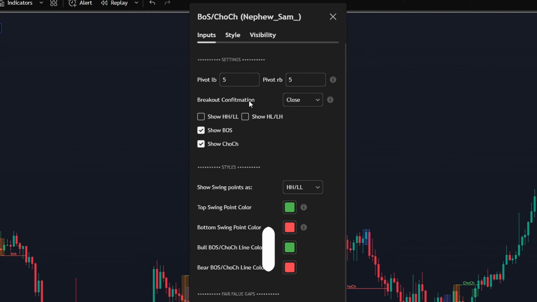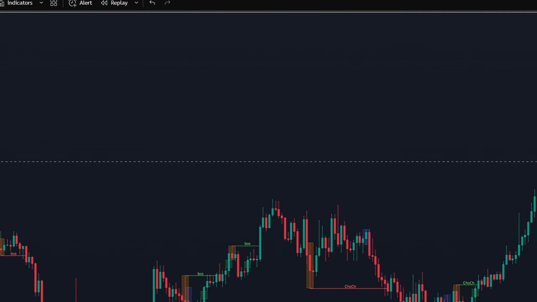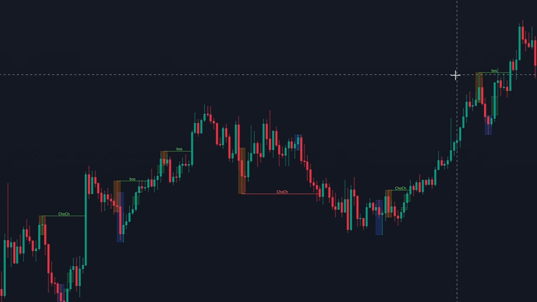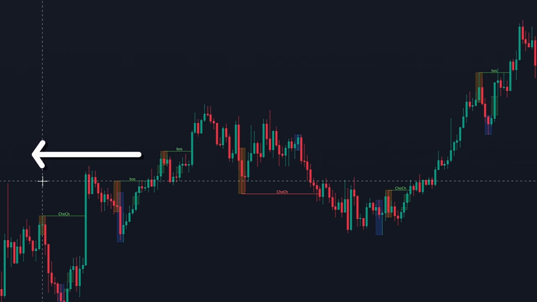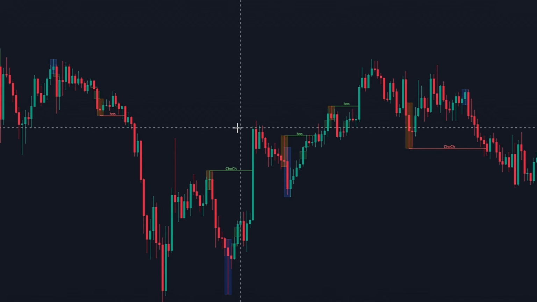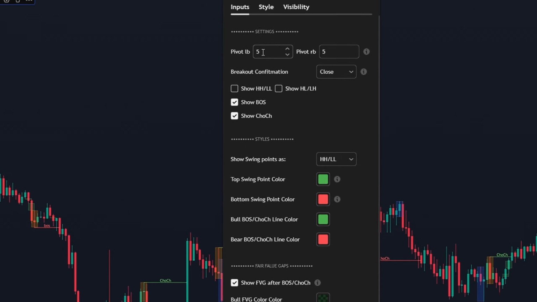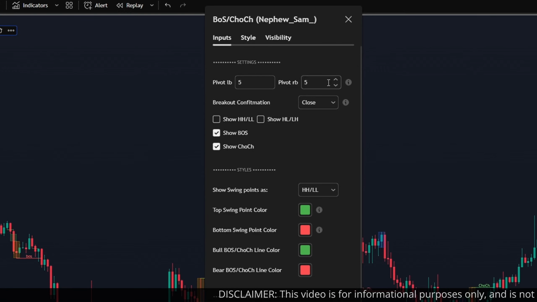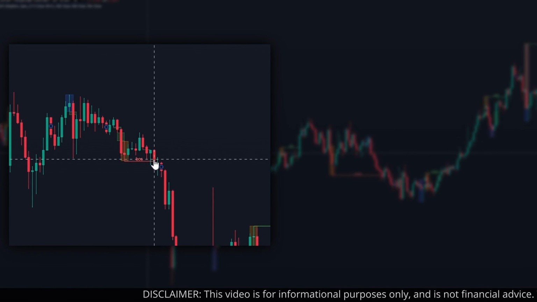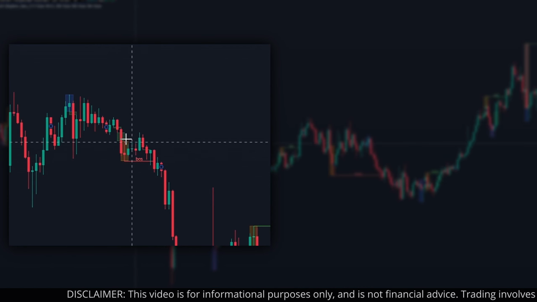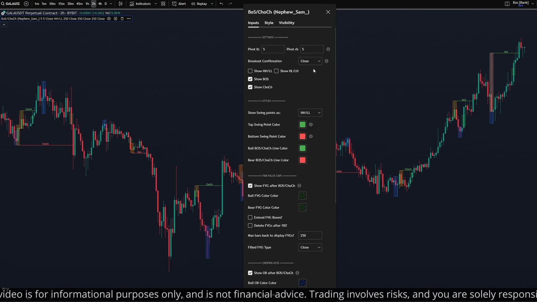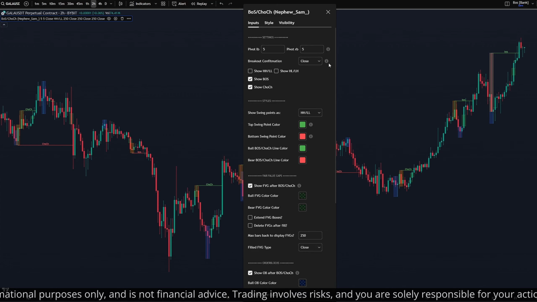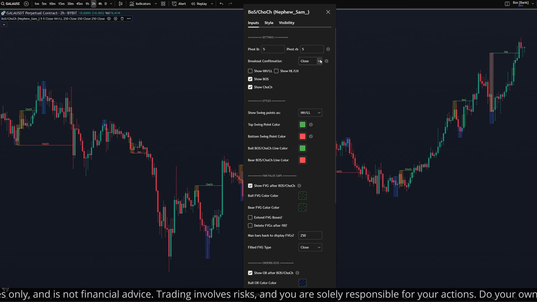The first one, pivot points, define how far back the indicator looks to identify structure. The higher the value, the more it scans past price action to detect highs or lows. We're gonna just leave the default settings 5 and 5, meaning that it will look back 5 candles in order to find highs or lows, while the breakout confirmation is when the actual signal gets triggered. We'll leave this on default settings, which is close.